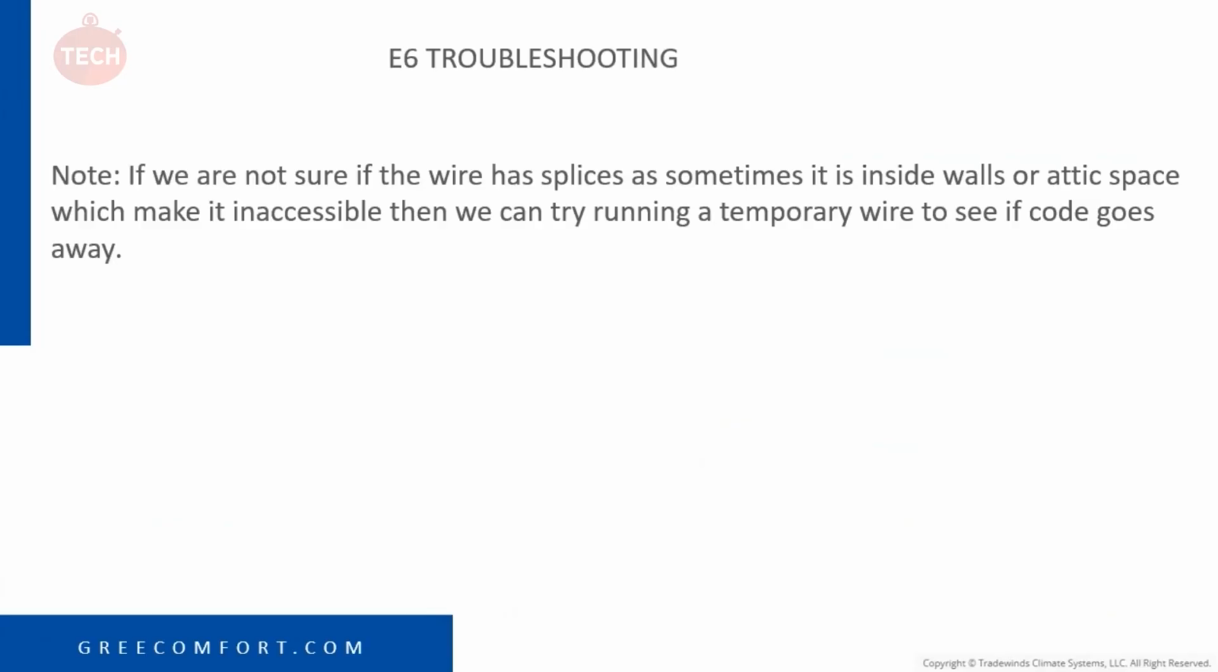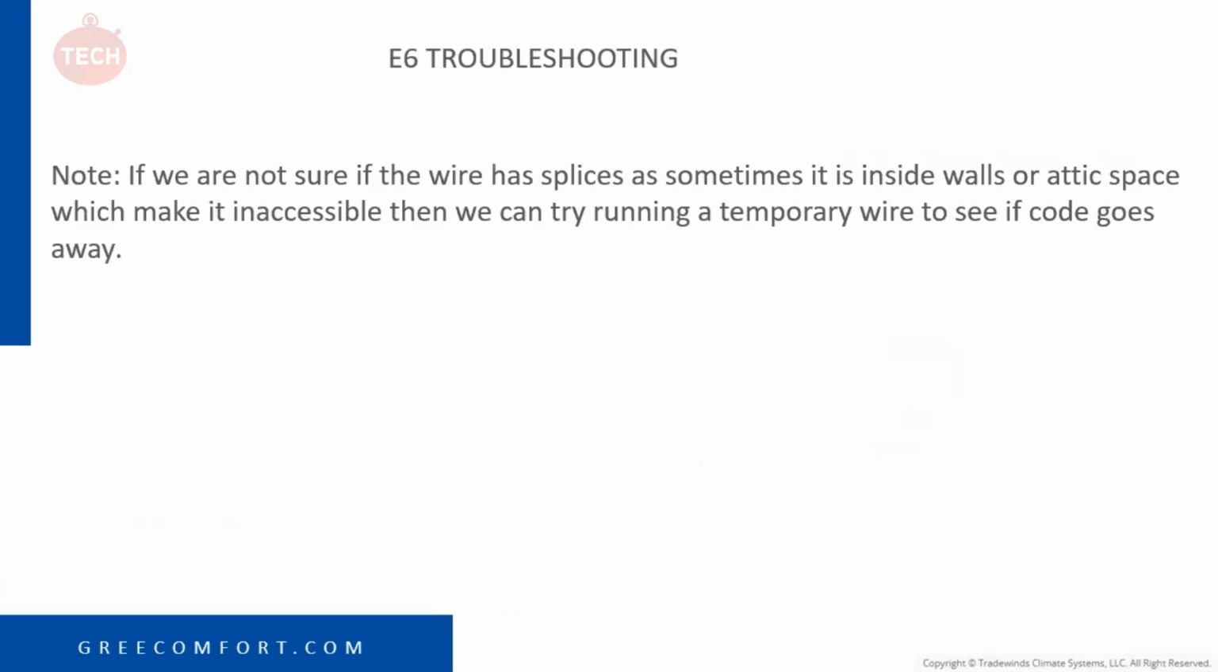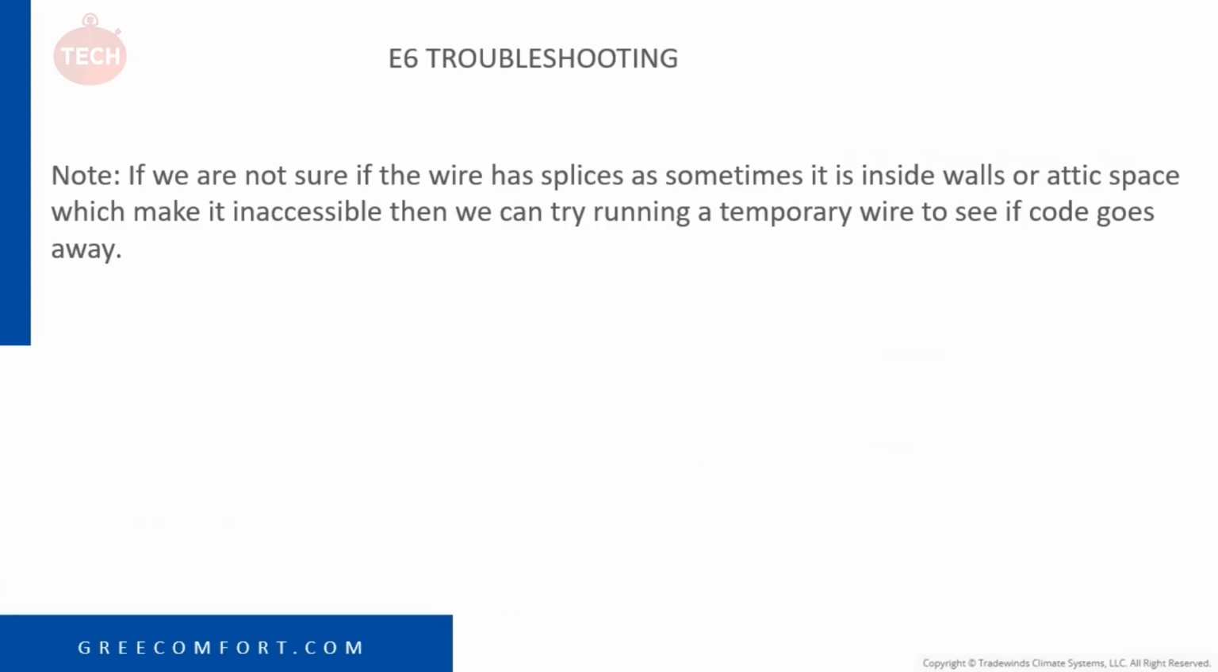So if you're not sure if your wire has splices, sometimes from your inside to outside, as it could be in an attic or it could be hidden in a wall somewhere, and you think that might be your issue, you can always run a temporary wire through a window, through a door, and see if that resolves your issue. Of course, if you run a temporary wire with no splices and the correct wire and it works, then obviously we know we have some splices in there, or maybe a mouse chewed a wire, or who knows what, but a good way of always checking is just run a temporary wire.